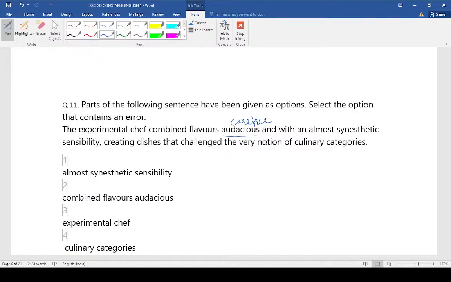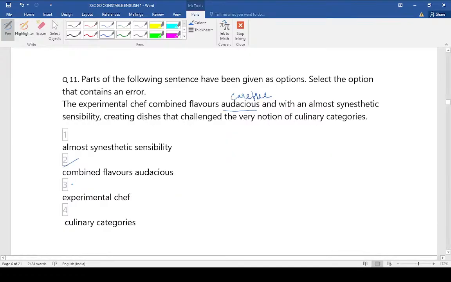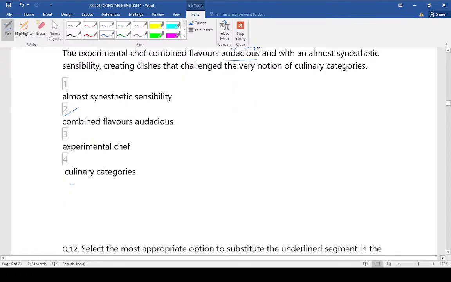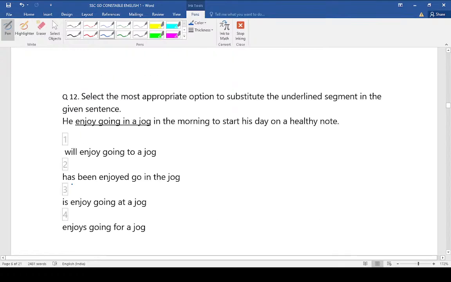The experimental chef combined flavors. When a chef is cooking something, he used to be very cautious, but here audacious, the given word, means very careless. So combined flavor audacious is the error in this. So next we will go for the next question.